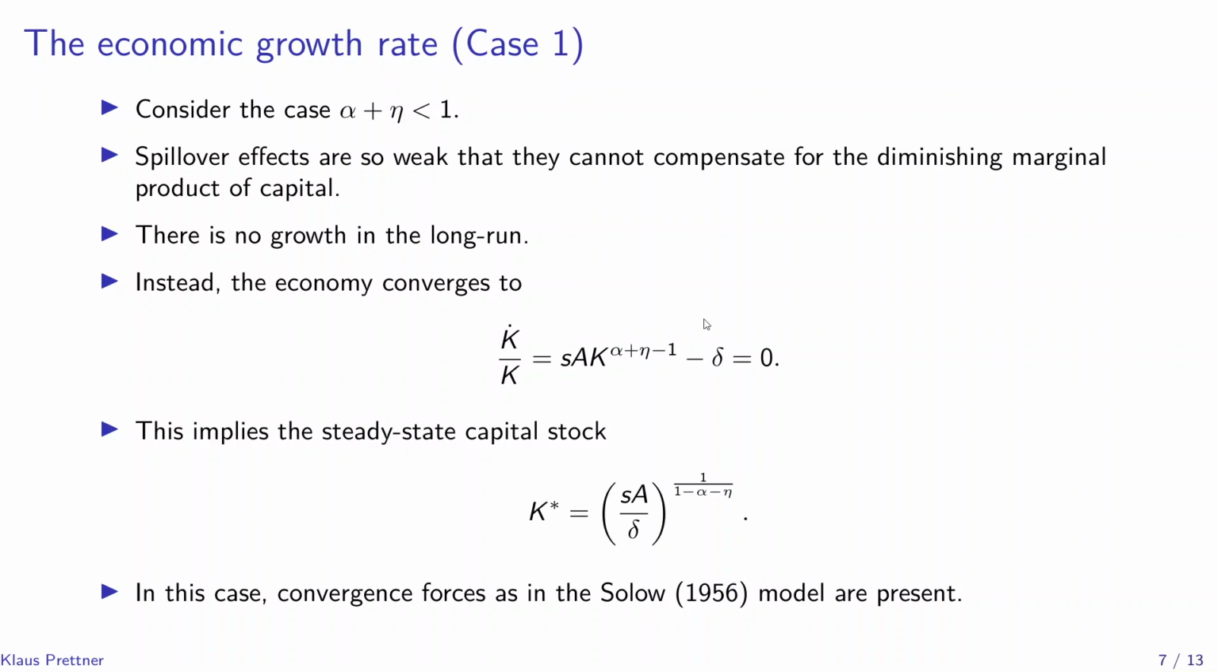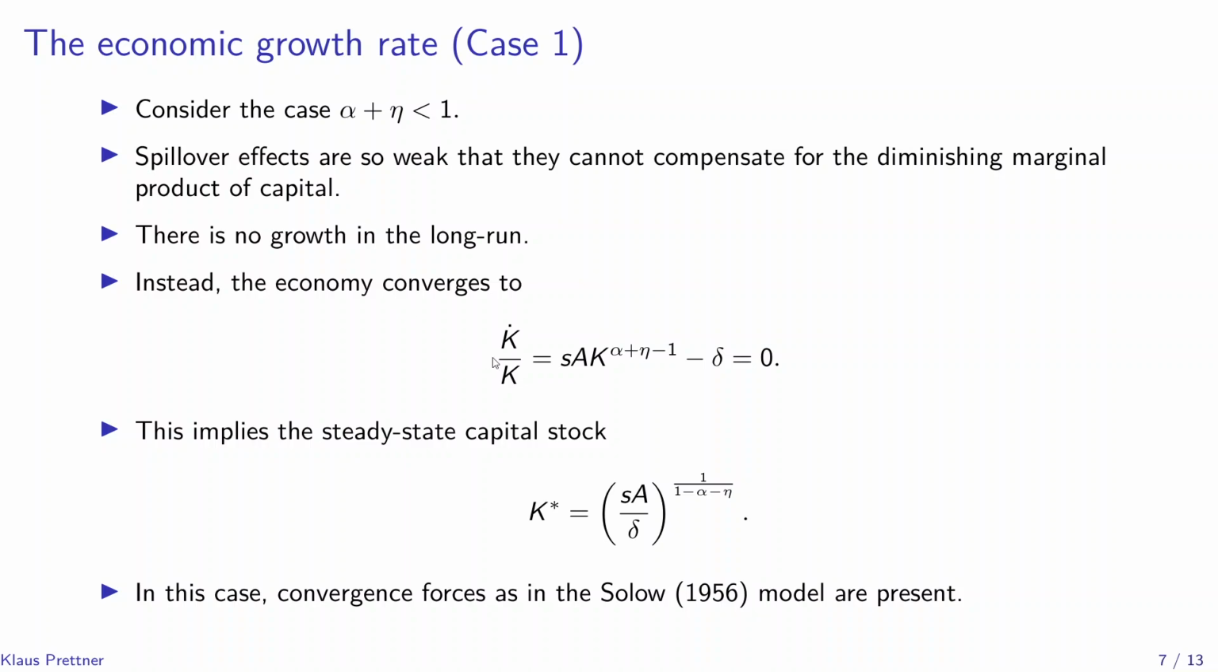Now what can happen in this economy? We consider 3 different cases, and the first one that we consider is the one where alpha plus eta is smaller than 1. So in this case, the learning by doing spillover effects would be comparatively weak. So they cannot compensate for the diminishing marginal product of physical capital, and that implies, intuitively it's already clear, that there will be no growth in the long run.